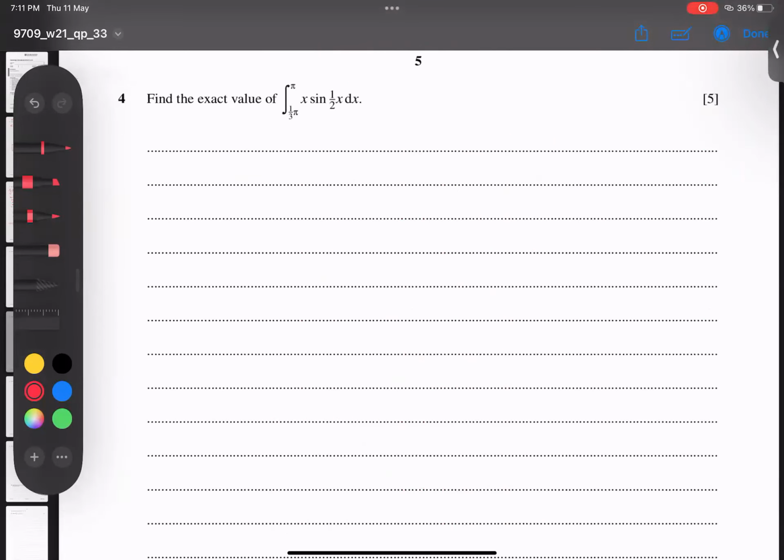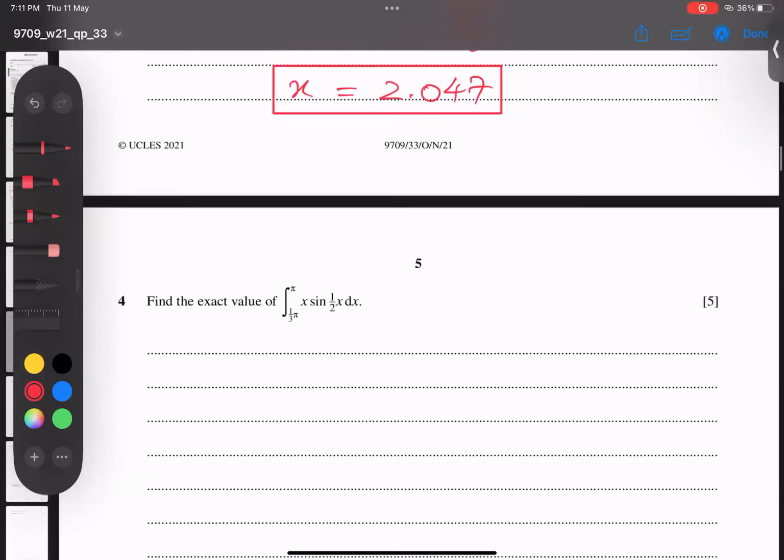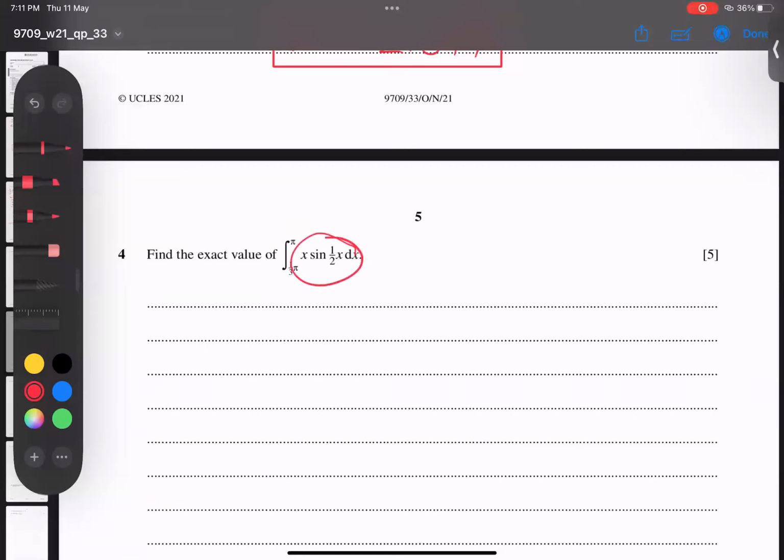Question number 4. What is the question number 4 we have? If you look carefully, this is a product formula. Normally we say here by parts formula. Integration by parts. Okay. And what is the basic formula?